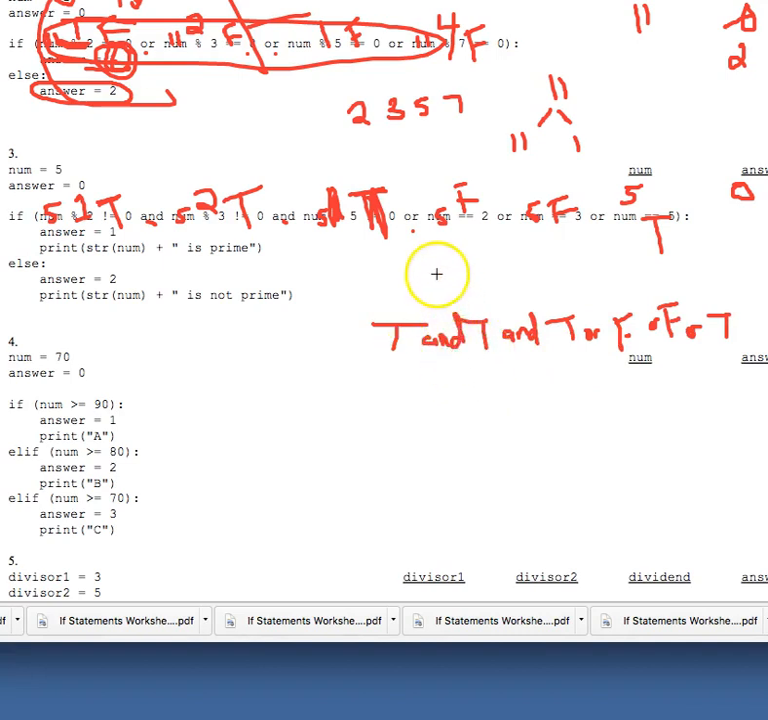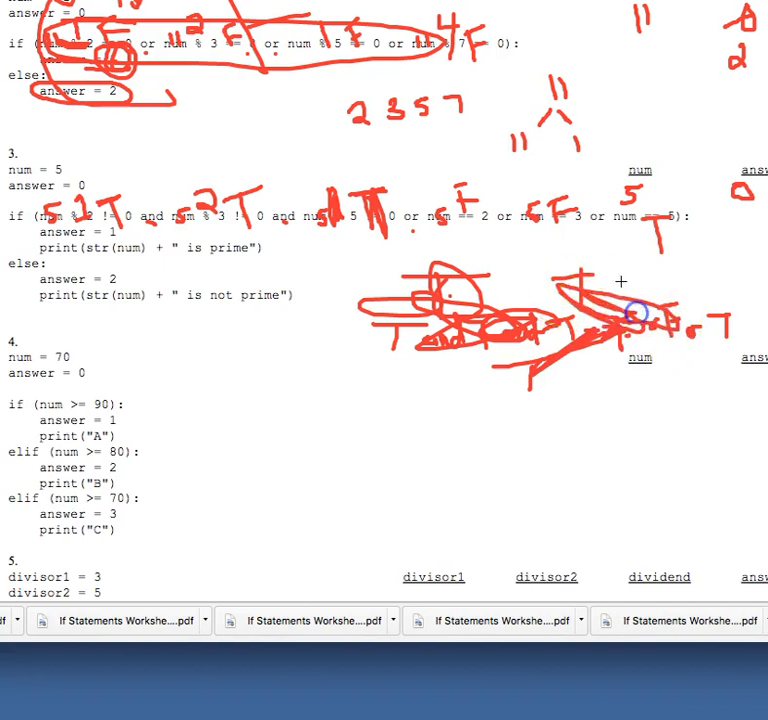True and true simplifies to a true. That true ANDed with that true simplifies all of this to a true. That true ORed with that false simplifies all of this to a true. And that true ORed with that false simplifies this to a true. And I'm left with true or true, which the final answer is true.